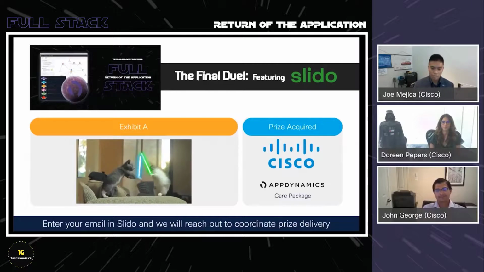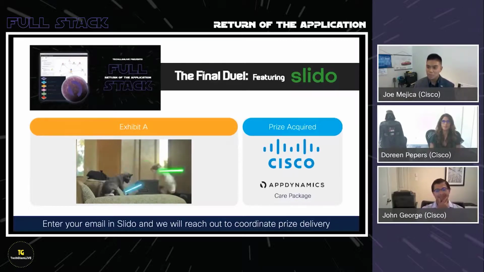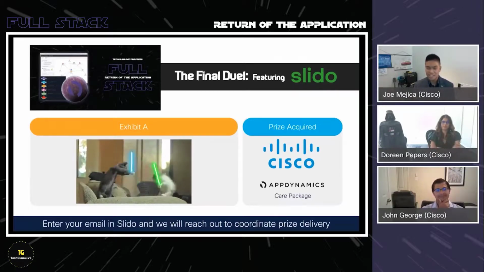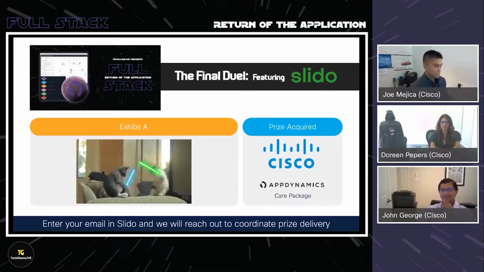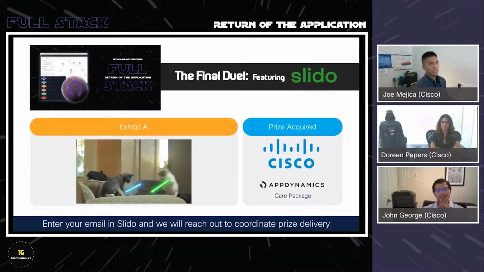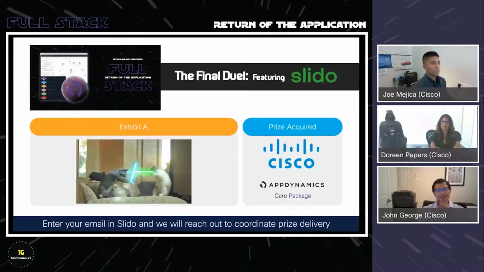And what we'll ask you to do is when you enter Slido, we're going to ask for you to enter your email, and we'll use that email to help coordinate prize delivery. So if you're one of our few lucky winners, we will definitely reach out and get these prizes sent out to you. So with that said, I'm going to go ahead and launch the game. And all you will really need is your mobile device or open up another tab. So let me go ahead and get that squared away.